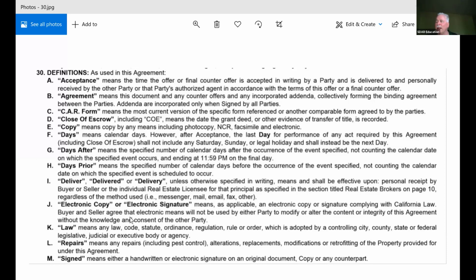unless otherwise specified in writing, means and shall be effective upon personal receipt by the buyer or seller, personal receipt, okay, or the individual real estate licensee for that principal, if you put your name in it, right? If you put your name up there at the bottom of page 9 that says delivery can be to you, then delivery to you creates a contract.